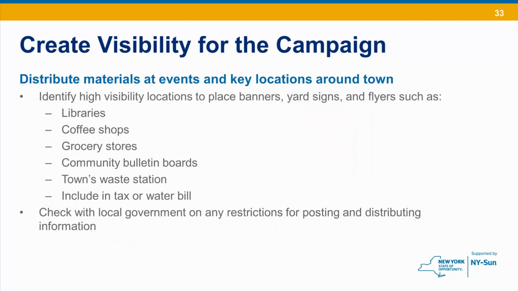You can distribute these materials at events and key locations throughout the community. These should be highly visible locations like libraries, coffee shops, grocery stores, community bulletin boards, and the local waste station. Work with local government to include Solarize materials in tax bills or with the water utility to include in a customer water bill. Make sure to check with your local government about any restrictions on posting and distributing information.